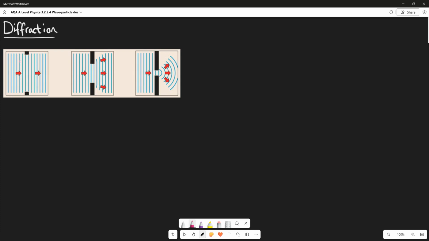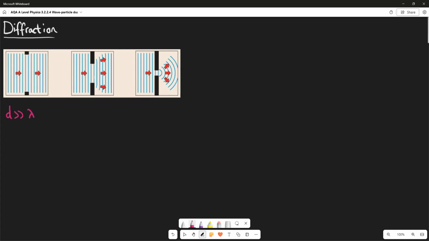So we have a diagram here that shows the peaks of a wave. Here is a wave, and this line here is one peak, and the next line is the next peak. You'll notice that the distance between peaks is the wavelength of the wave. The gap that the wave is passing through is many times larger than this wavelength. So the distance of the gap is many, many times larger than the wavelength.